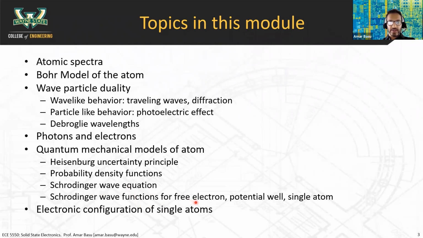And we'll find the wave functions for the free electron, the potential well, and then we'll end with the single hydrogen atom. And then finally we'll talk about the electronic configuration of single atoms, which is something that you actually saw last module, where you saw that little thing that says 1s2, 2s2, 2p6. That's the electronic configuration of an atom. It tells you where the electrons are located, what orbitals they're located in. And so that'll be a nice way to sum up this module.